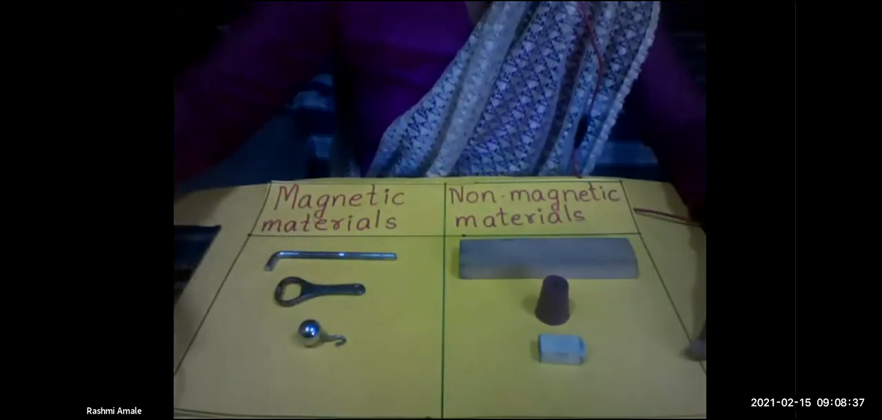Next we have this eraser. Is it sticking? No, it is not. So it is a non-magnetic material. Very good. Next we have this iron ball. Let's see whether it is sticking. Yes, it is sticking. So it is a magnetic material. We will place it over here. Next is this, a plastic cap of a bottle. Is it sticking? No. So where will I place it? Non-magnetic materials.